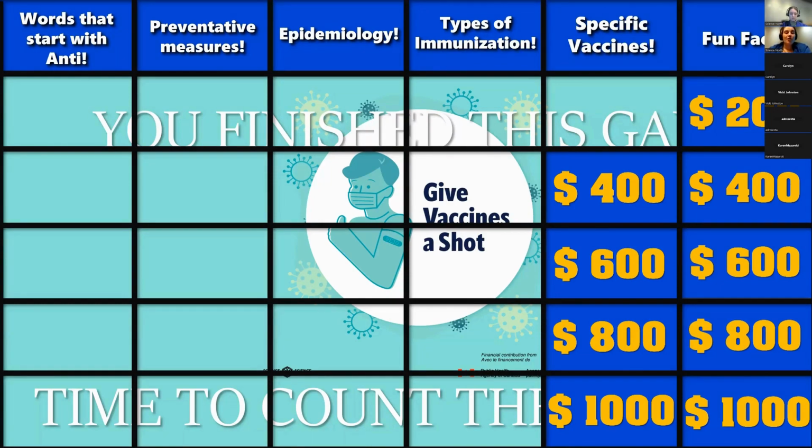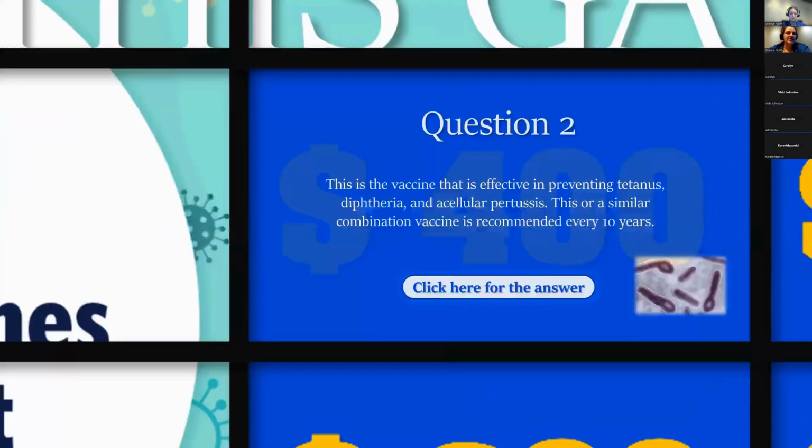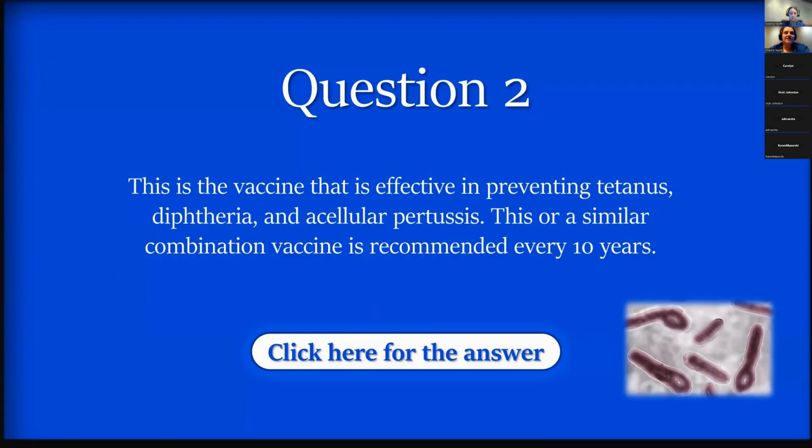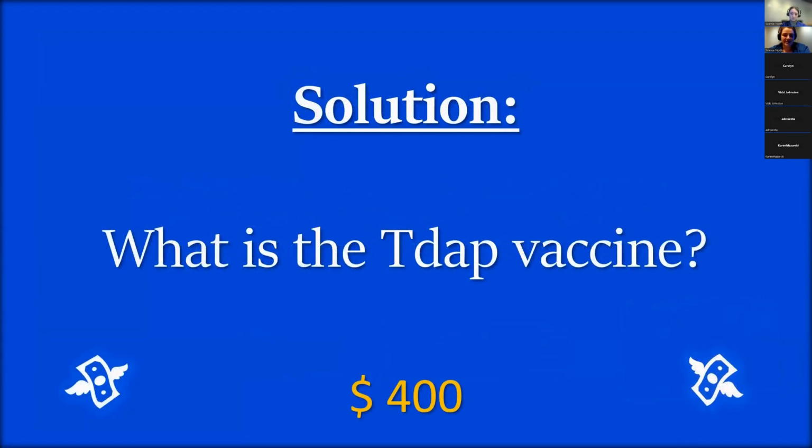Now, for our $400 specific vaccines question, this is the vaccine that is effective in preventing tetanus, diphtheria, and acellular pertussis, or whooping cough. So this or a similar combination vaccine is recommended every 10 years. If you answered what is the Tdap vaccine, good job. Give yourselves $400 for that question.